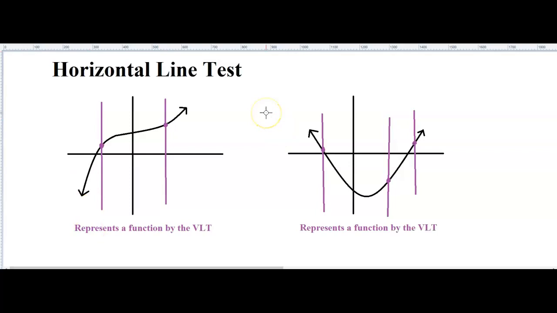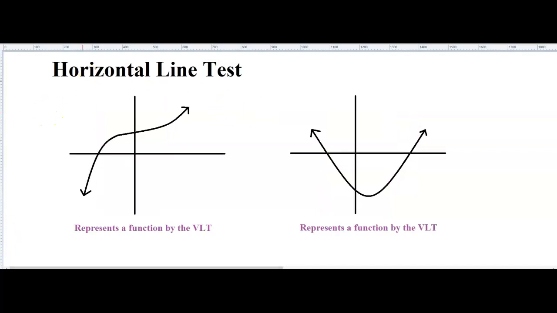But in order for a function to be one-to-one, it must also pass the horizontal line test. Similar to the vertical line test, all you do is draw horizontal lines. And horizontal lines should only pass through exactly one point in order for it to be a one-to-one function.